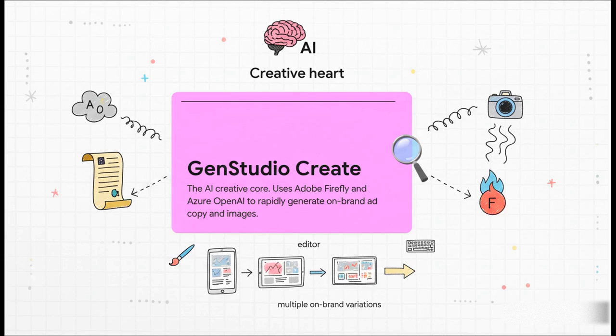Okay, and this is where the magic really starts to happen. GenStudio Create is the creative heart of the whole thing. It uses a mix of really powerful AI models. For all your text and ad copy, it's tapping into Microsoft's Azure OpenAI service. For visuals, it's using Adobe's own Firefly, including the latest models for stunningly realistic images. And this is a big deal. Firefly is trained on Adobe's licensed stock library, which means the images it creates are commercially safe to use. So a marketer can just type in a simple prompt, pick a brand, a persona, and a product, and boom. The system instantly spits out multiple on-brand versions of an ad or an email.